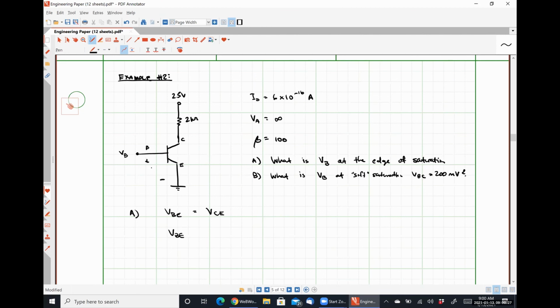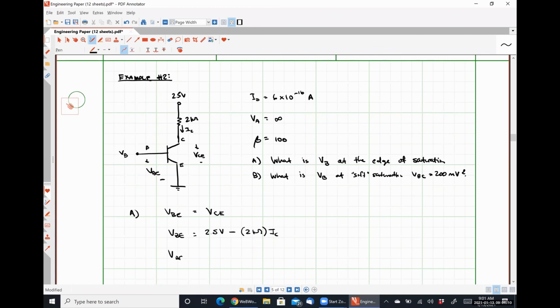Well, we can see VBE is this voltage drop. VCE is this voltage drop. VCE is simply 2.5 volts minus 2 kiloohms multiplied by our collector current, right? Where this guy right here is our collector current. That's just good old Ohm's law for expressing VCE in terms of everything that's going on the right-hand side of our circuit.